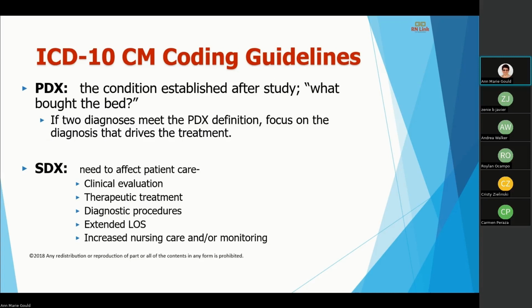Like I said, the perfect examples are hypertension and hyperlipidemia. They're not going to stop their blood pressure medicine or their cholesterol medicine while they're in the hospital with an acute illness. They're going to keep giving it. So yes, they're getting therapeutic treatment for those chronic conditions. So that's where you can capture those as a secondary diagnosis.